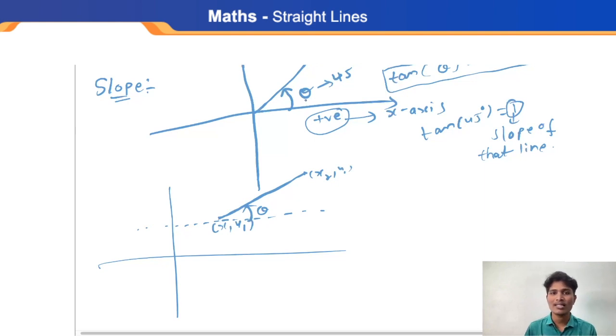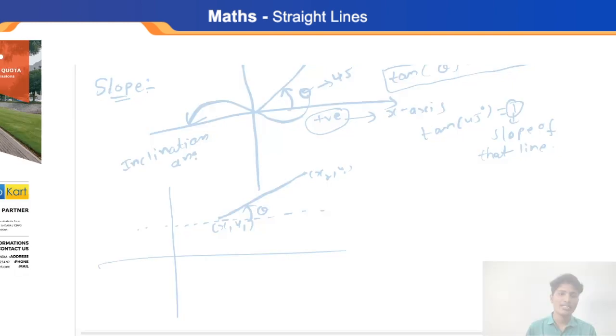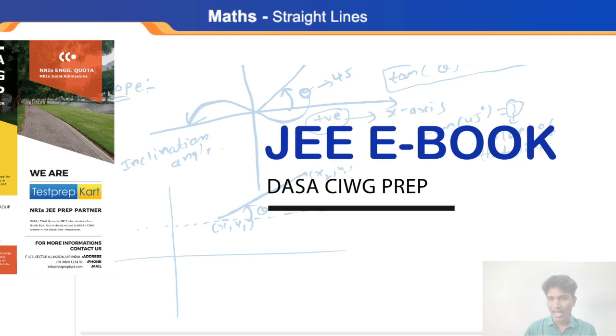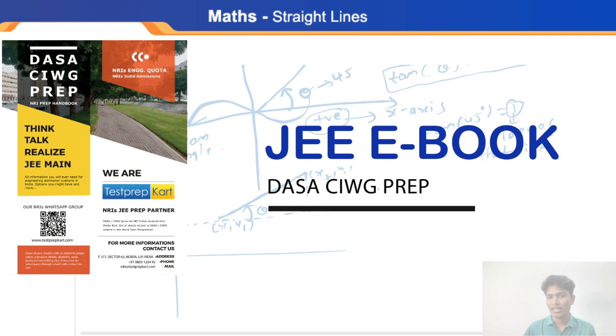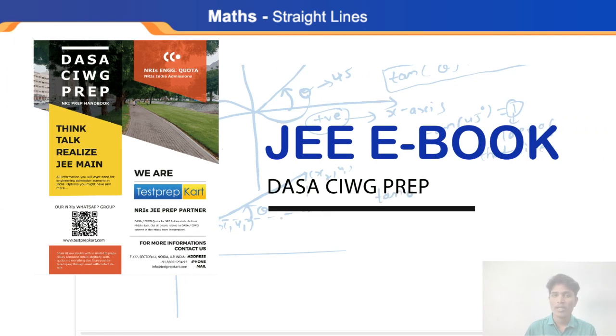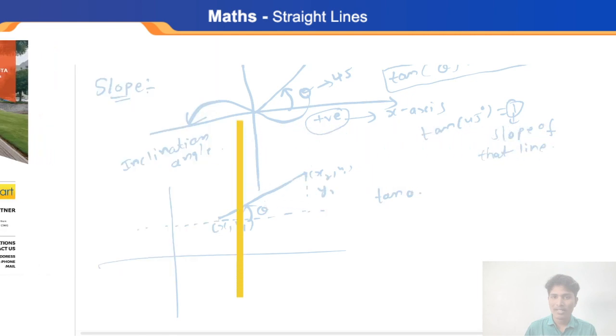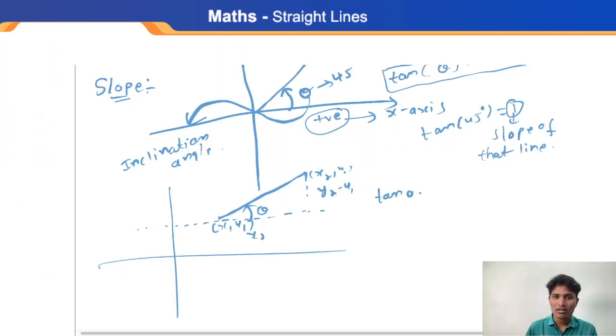And I already said tan of this angle is called slope. But what is this angle? This is called inclination angle. Here now I can calculate this theta. That is tan theta. How? This is y2 minus y1 and this is x2 minus x1. I already explained the distance thing. You can verify that one. So tan theta is equal to y2 minus y1 divided by x2 minus x1.